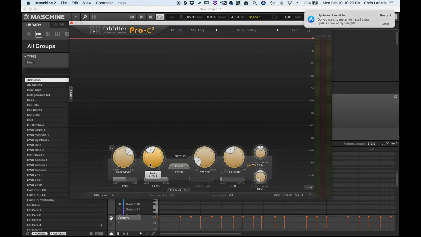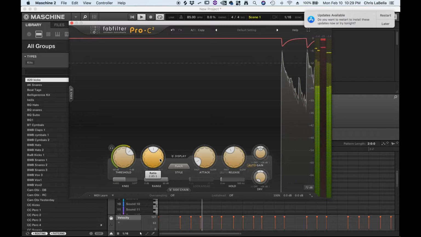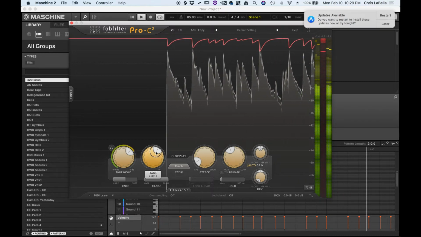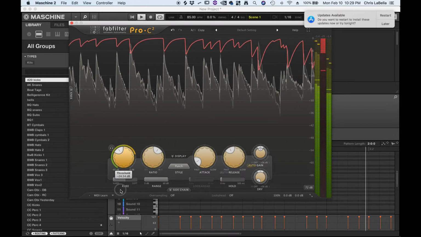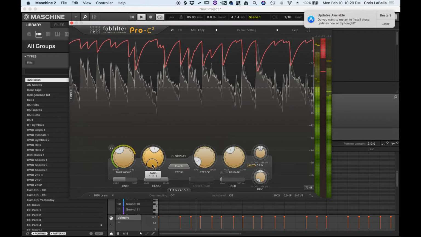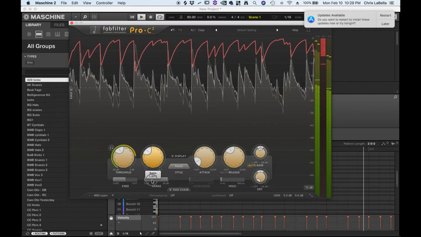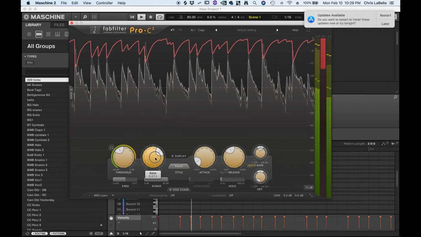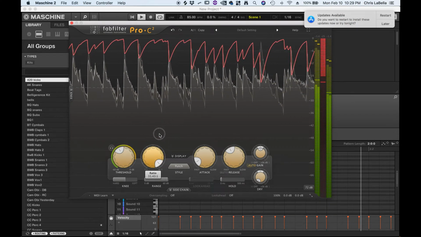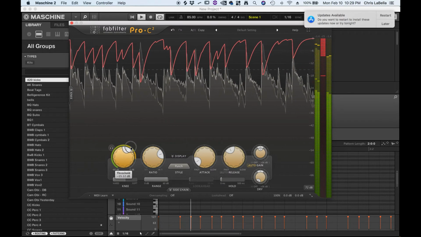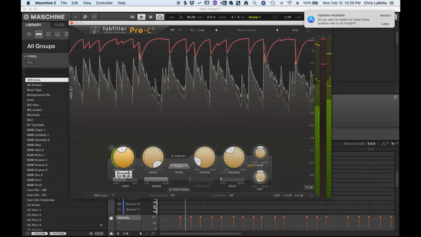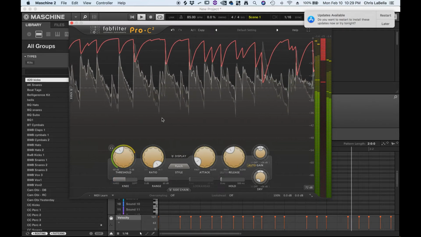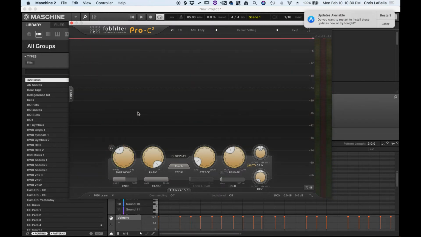So let's just do a little quick example and play around with both the threshold and ratio and see how it changes the sound. So yeah, you can definitely hear a difference there.